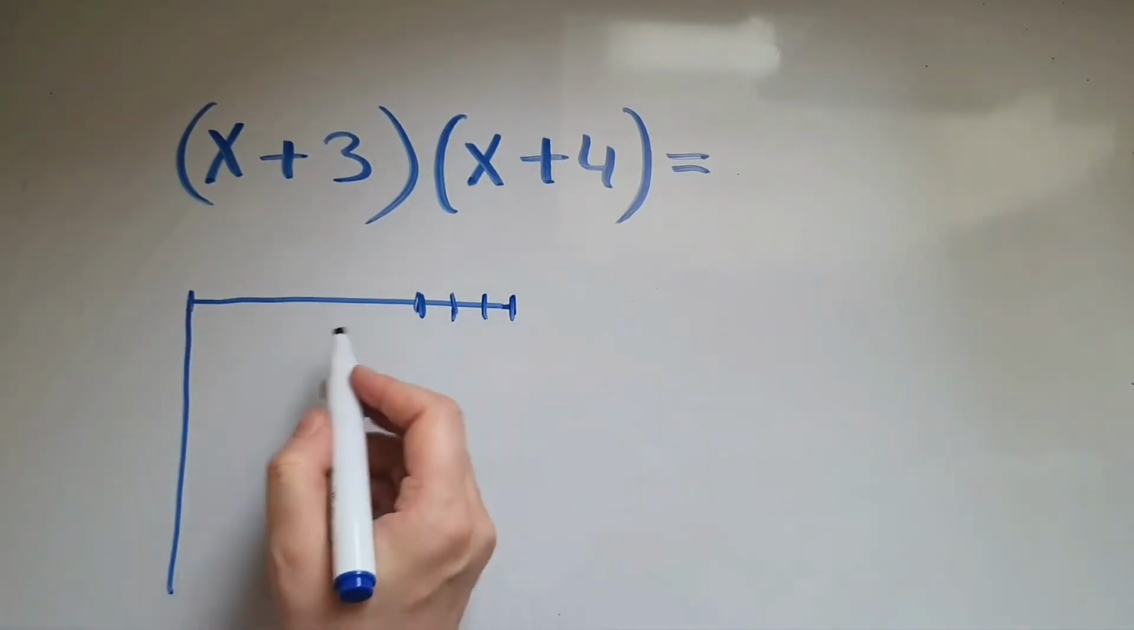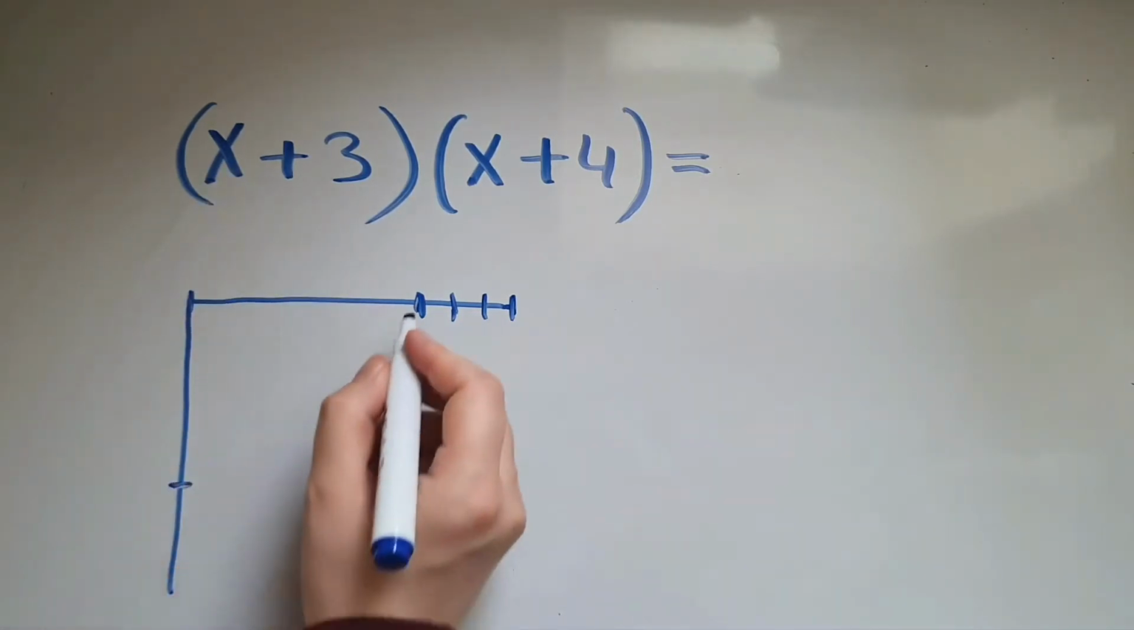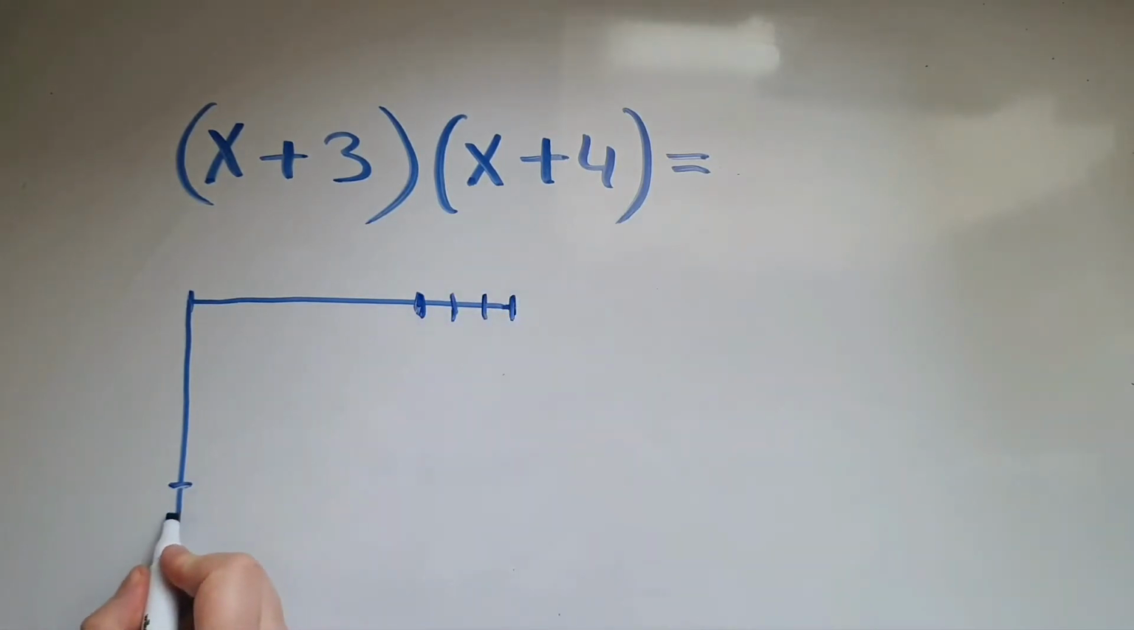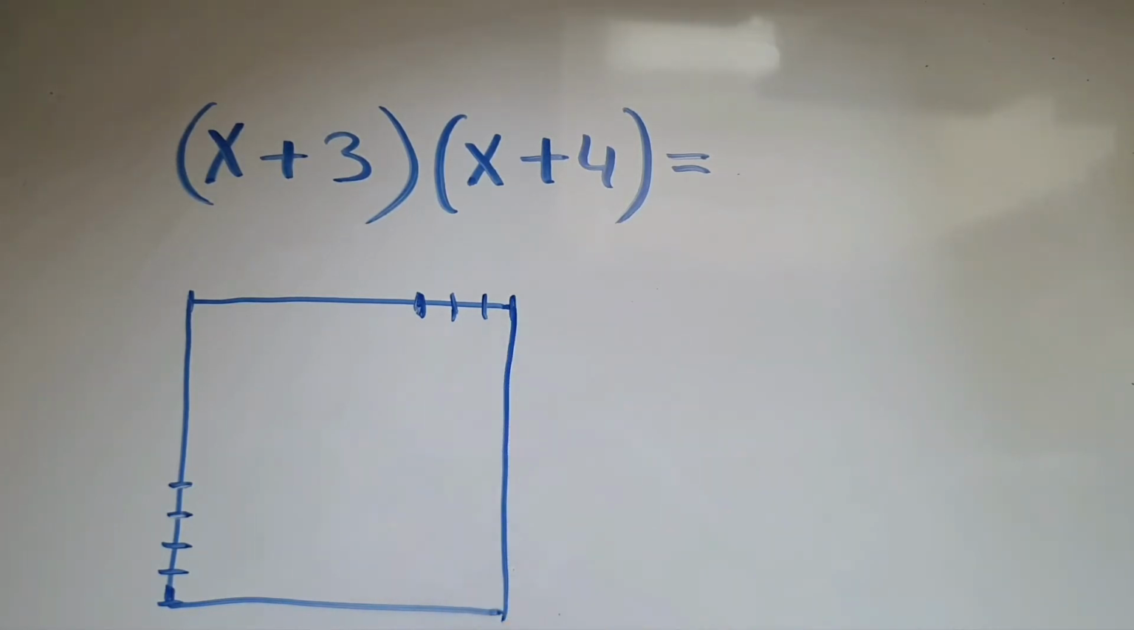The other dimension is x, so same length as this x, plus 4, so 4 centimeters. 1, 2, 3, 4 of them. So what is the area of this rectangle?